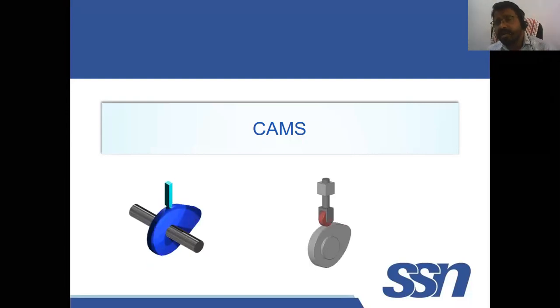There are many types of cams. We are going to focus on radial cams in this chapter.